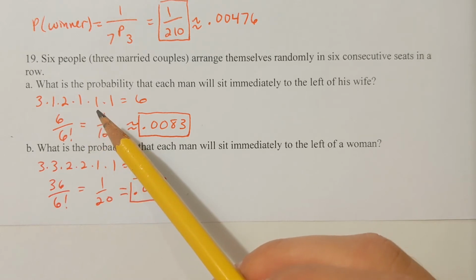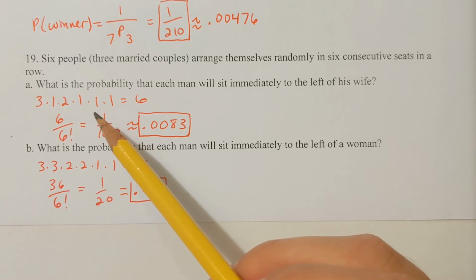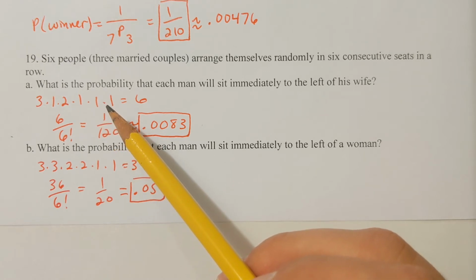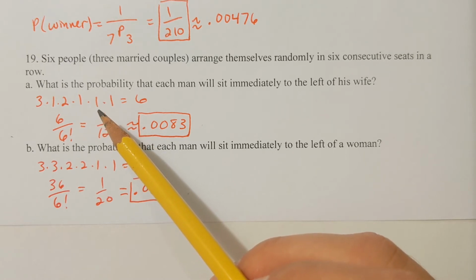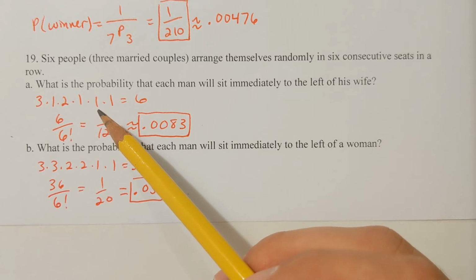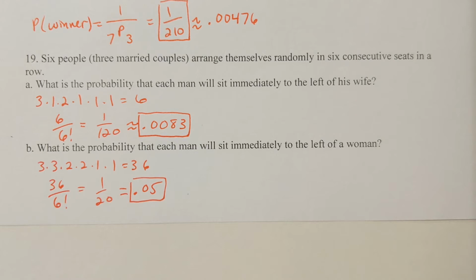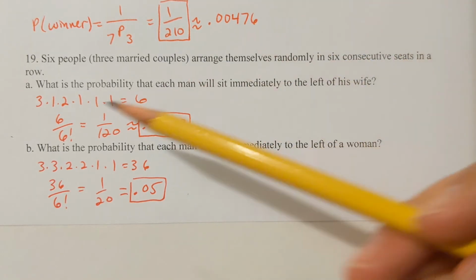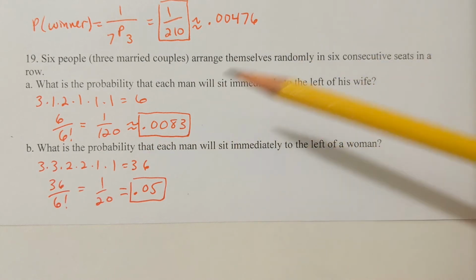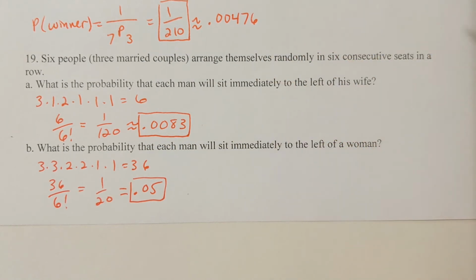Okay, and then 2 more people need to be seated. Well, there's 1 wife and 1 husband. Okay, so whoever the last wife is, have her sit down in seat number 5, and have the husband sit next to her. Okay, and there's only 1 husband, of course. So what this comes down to is 3 times 2, okay, which is 6. Okay, so 6 over 120 gives us approximately 0.0083.